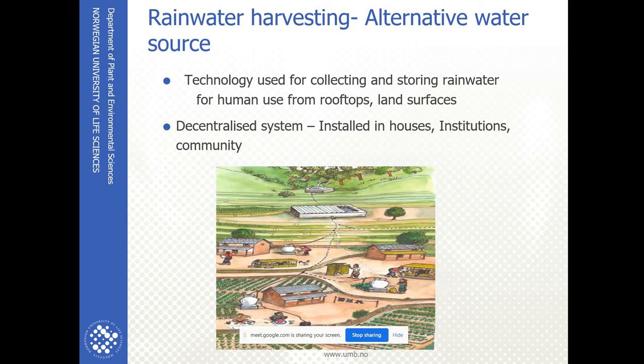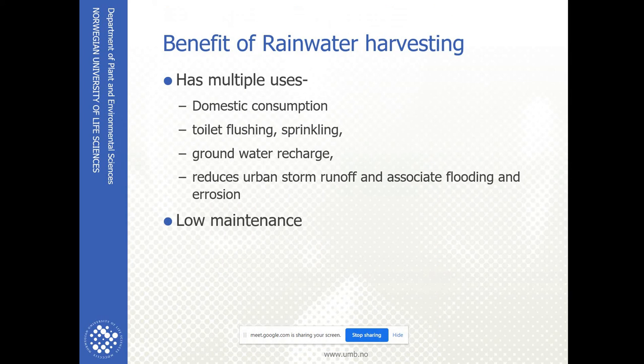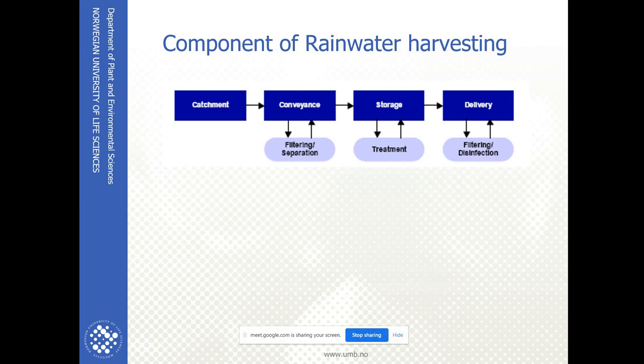Benefits of rainwater harvesting: it has multiple uses like domestic consumption, wet flushing, sprinkling, groundwater recharge, and reducing urban storm runoff and associated flooding and erosion. Components of rainwater harvesting: catchment, conveyance, storage, and delivery. Conveyance: we can say the gutters and downpipes. Gutters are installed to capture the rainwater running off the eaves of the buildings.